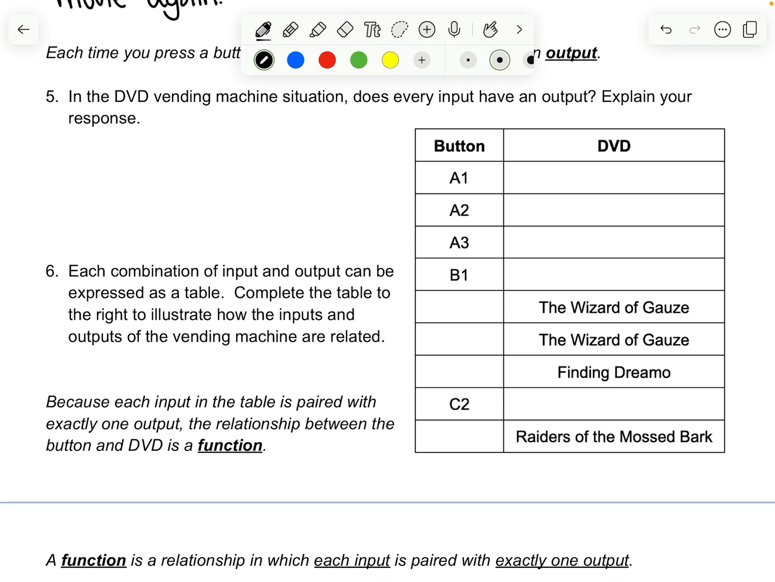So number 5, in the DVD vending machine situation, does every input have an output? Explain your response. It's asking, for every single button that I push, would there be an available output or an available response? Yes. Even though B1 is sold out, if it were filled properly, it would give me an output. So yes.